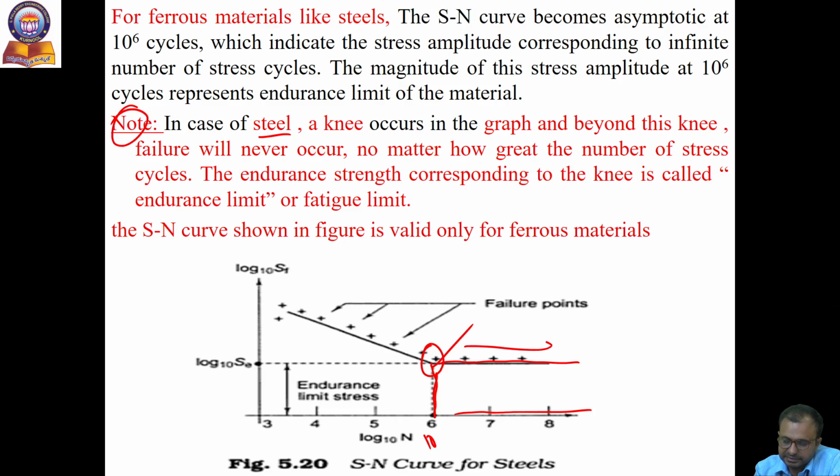Beyond this knee, failure will never occur, no matter how great the number of cycles. The endurance strength corresponding to the knee is called the endurance limit. This is the endurance strength corresponding to the knee, and we call it the endurance limit. The S-N curve shown in the figure is valid only for ferrous materials.